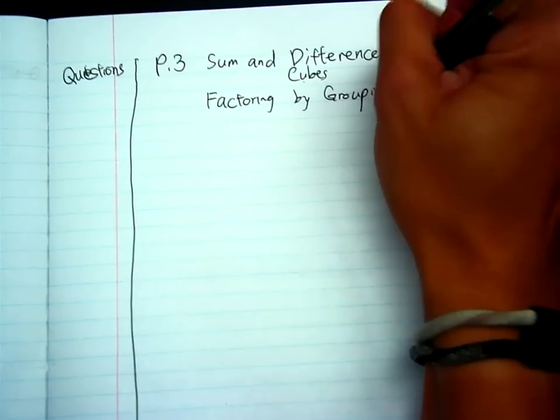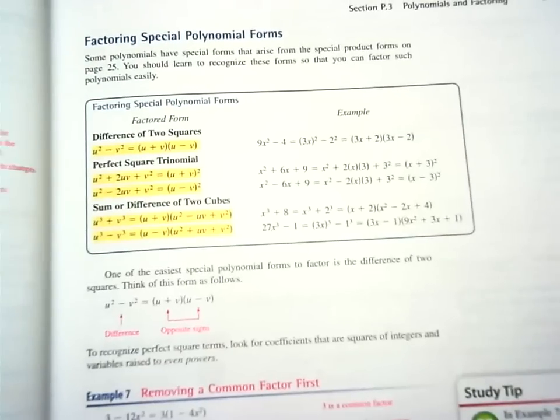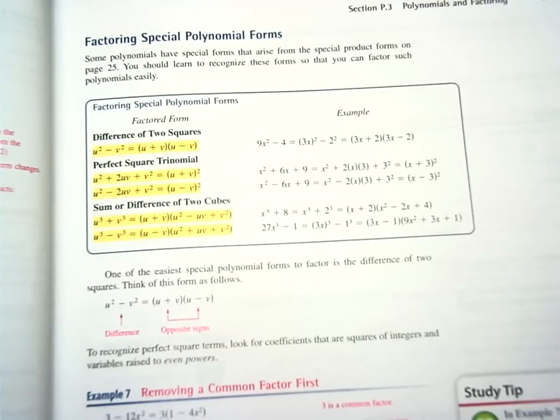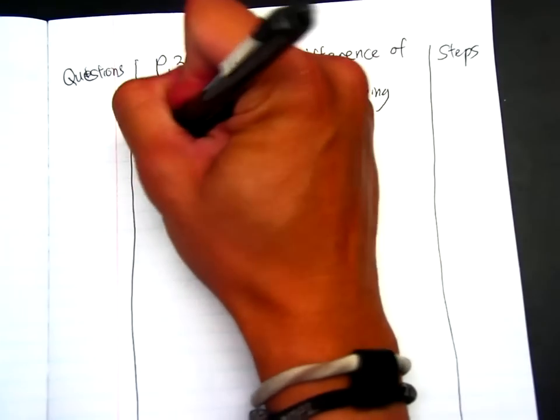Okay, so before we start, you're going to need the formula for sum and difference of cubes. So I'm going to show you, and go ahead and pause it and copy it. All you're doing is copying the sum and difference of cubes. So go ahead and pause it and copy it right now.